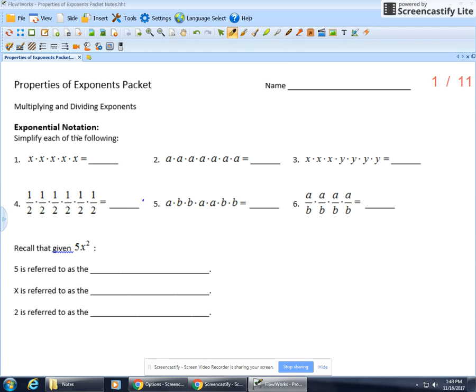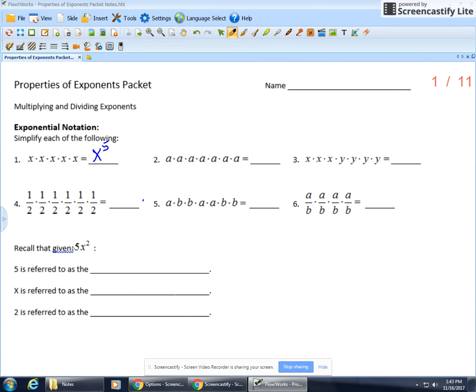An exponent is a number multiplied over and over and over again. So if we look at number one, we have x times x times x times x times x. So that's five x's, so we'll say x to the fifth power. That exponent tells me x times itself five times.